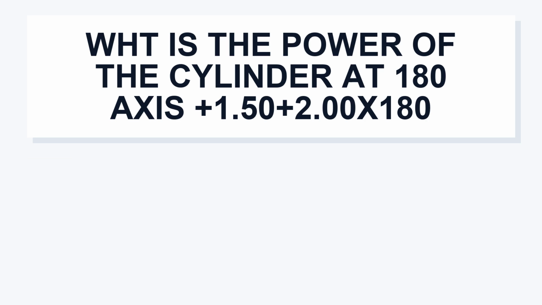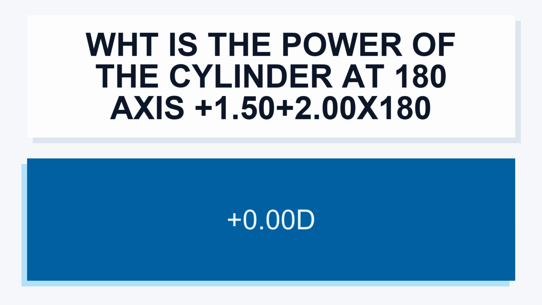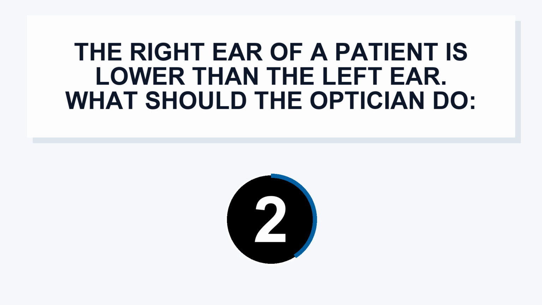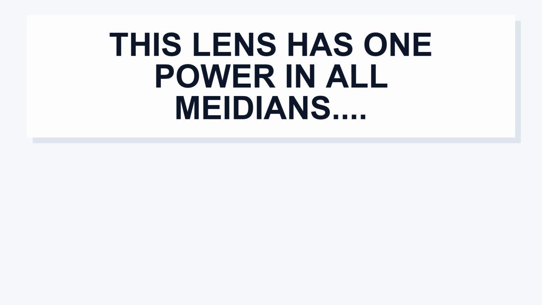What is the power of the cylinder at 180 axis, plus 1.50 plus 2.00 x 180? Plus 0.00D. The right ear of a patient is lower than the left ear. What should the optician do? Bring the left temple up. This lens has one power in all meridians.